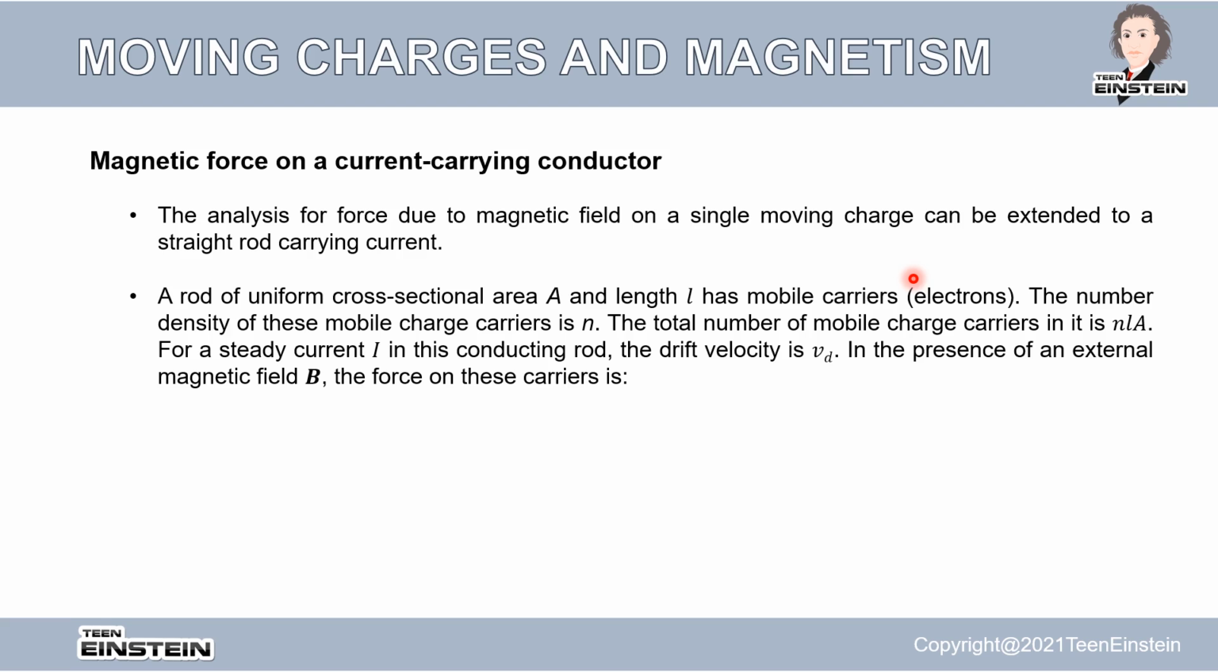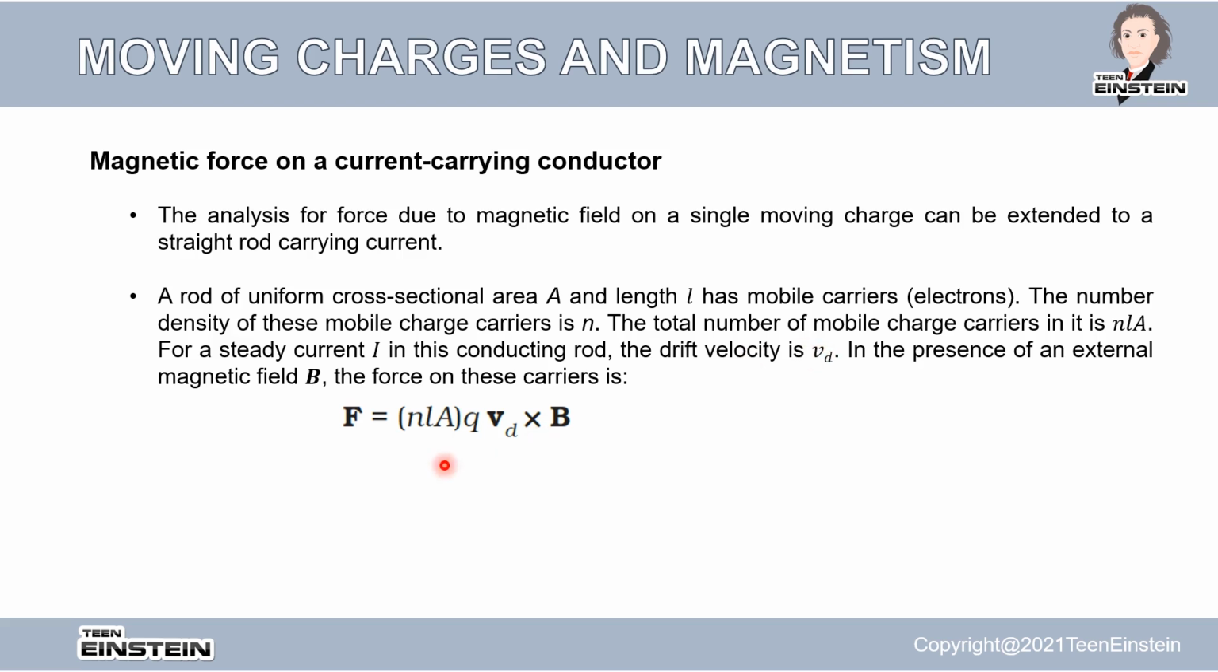So that's straightforward. Now if you have a steady current I in the conducting rod, you know that inside a conductor the electron moves with drift velocity, and in the presence of an external magnetic field, what happens to these electrons? That's what we are going to see. So the electrons are now moving with velocity vd. We can start from the magnetic force equation which we learned in the previous slide: F equals q multiplied by v cross B.